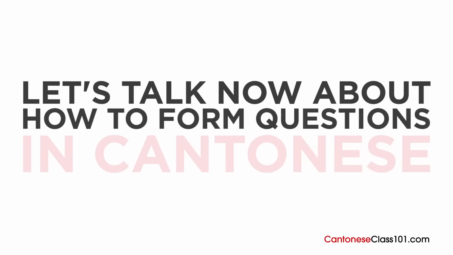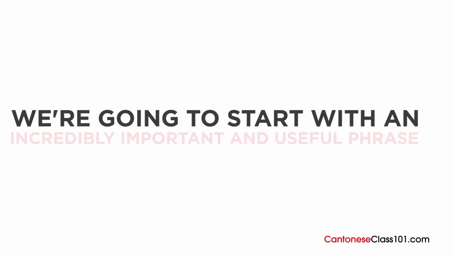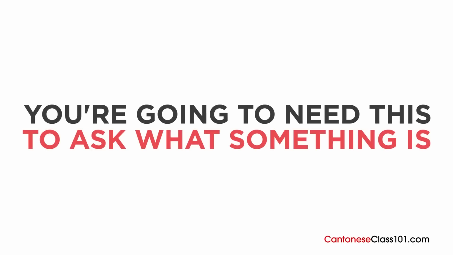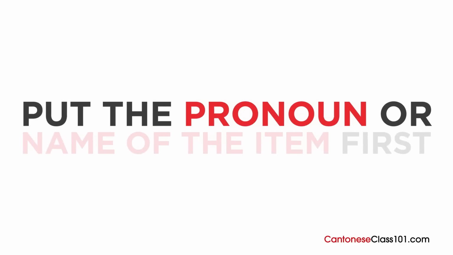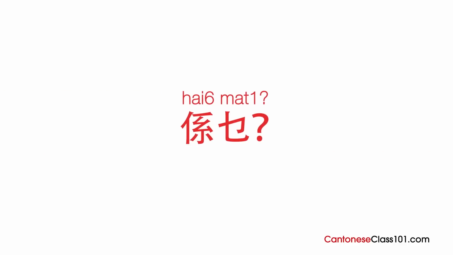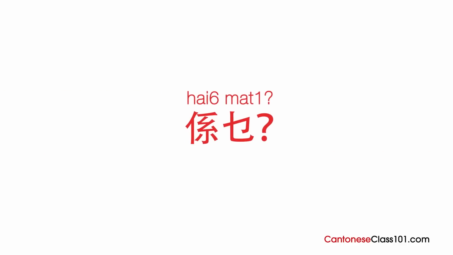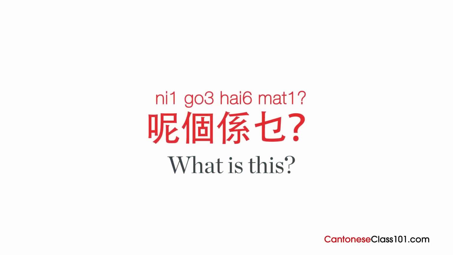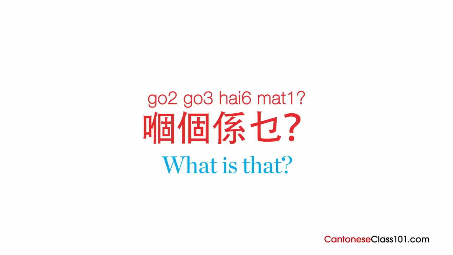Let's talk now about how to form questions in Cantonese. We're going to start with an incredibly important and useful phrase. You're going to need this to ask what something is. So put the pronoun or name of the item first, and then add 係乜? For example, if you want to ask, what is this? You'd say 呢個係乜? In which 呢個 means this thing. And for what is that? It's 嗰個係乜? In which 嗰個 means that thing.